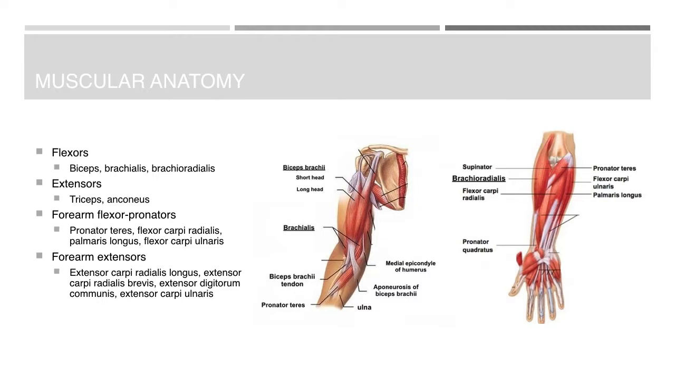anconeus; the forearm flexor pronators, which originate from the medial epicondyle described previously and include pronator teres, flexor carpi radialis, palmaris longus, and flexor carpi ulnaris. And finally, we have the forearm extensors, originating from the lateral epicondyle, and include extensor carpi radialis longus, extensor carpi radialis brevis, extensor digitorum communis, and extensor carpi ulnaris.